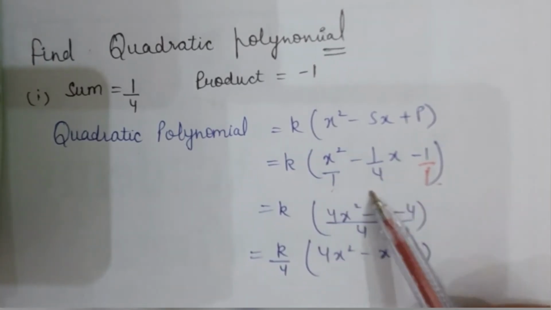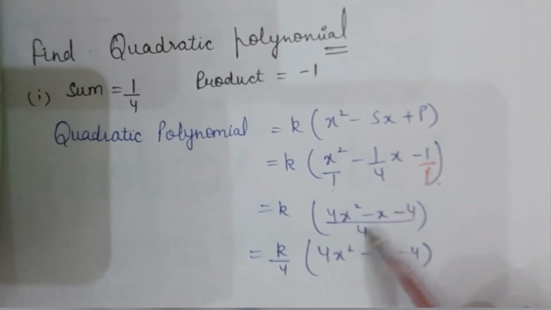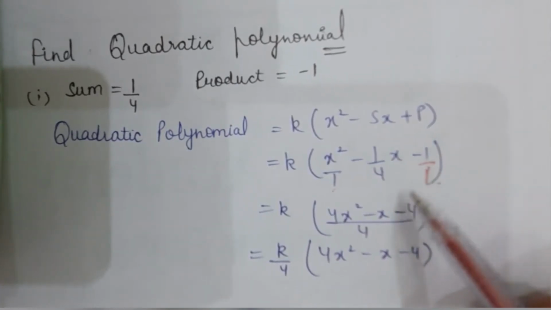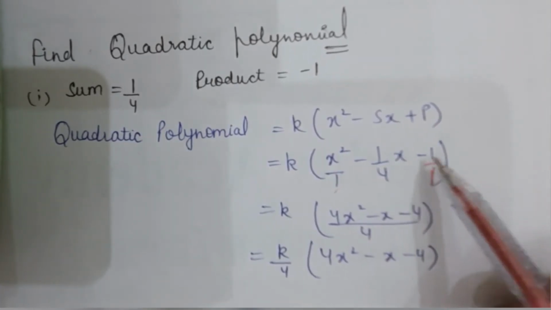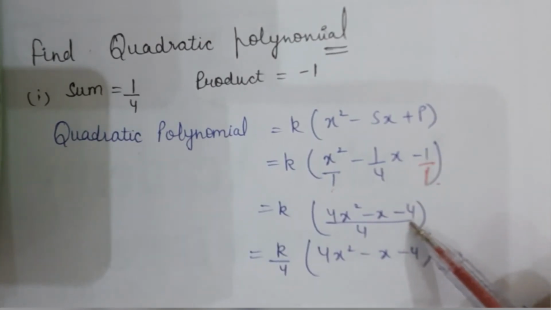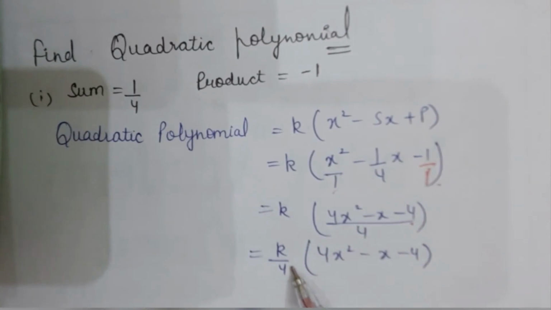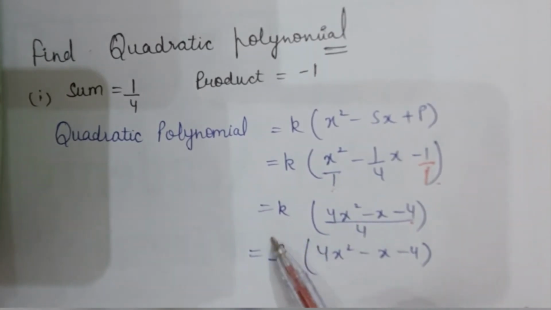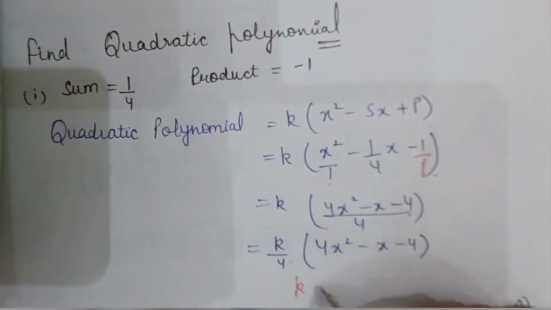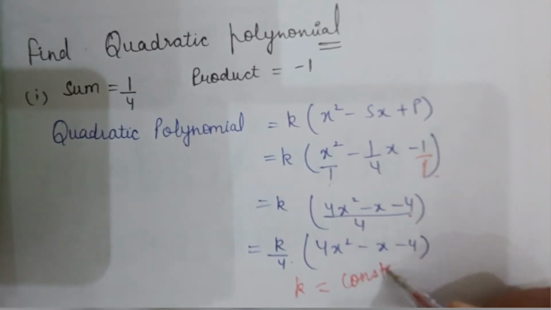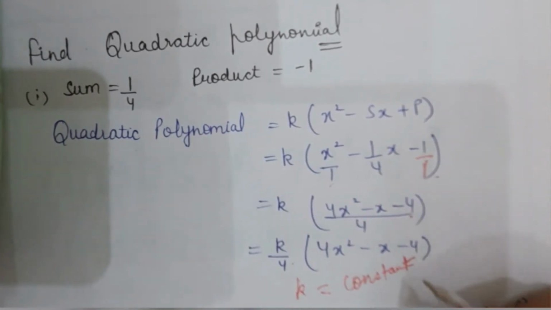4x² — 4 से 4 कट जाएगा और माइनस x. Now 1 into 4 is 4, 1 divided by 4 is 4 and 4 into 1 is 4. Now k by 4. Now we will take 4 outside. We put k as constant. K is equal to any constant. Let k equal 4.